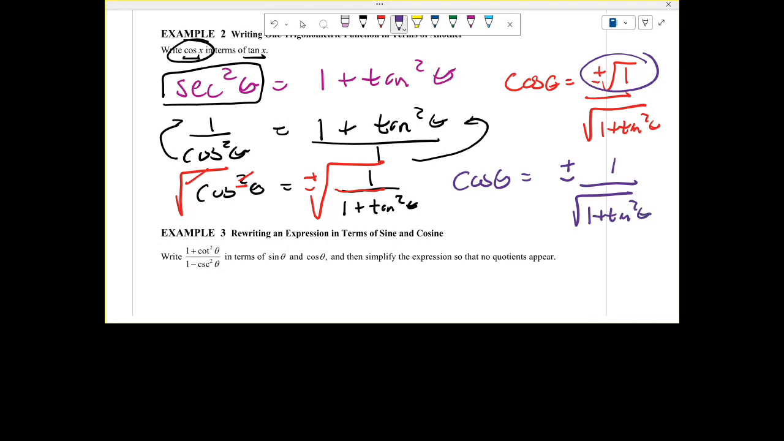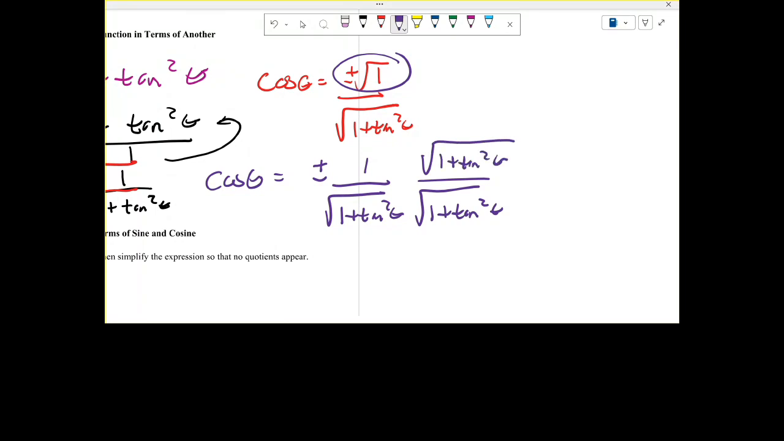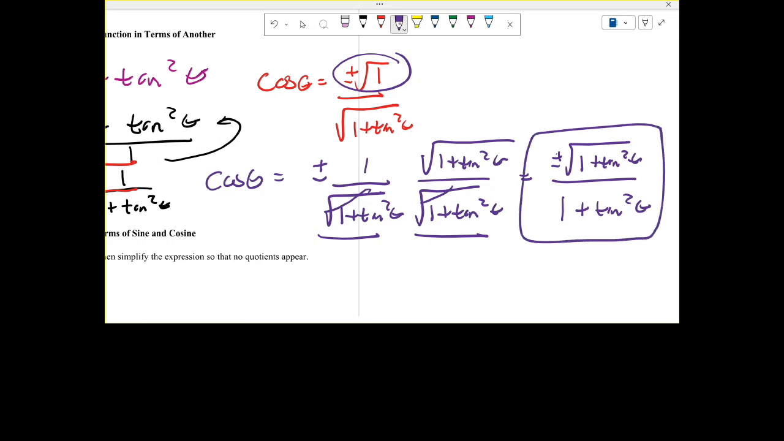All right. Just like we've been doing before, we're going to go ahead and rationalize our denominator. I'm going to multiply both the top and the bottom by 1 plus tangent squared theta. Okay. Let's see. We're going to get plus or minus square root of 1 plus tangent squared theta. The square roots will just go away. And now we have written our cosine in terms simply of tangent.